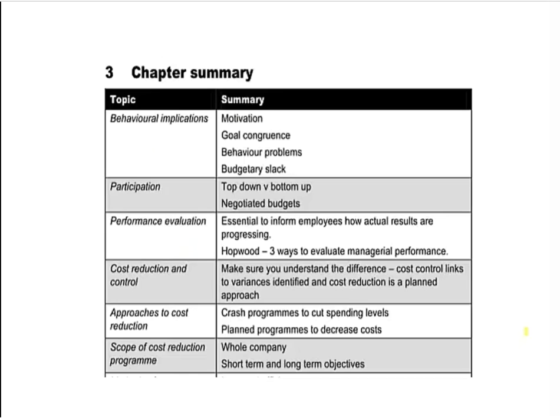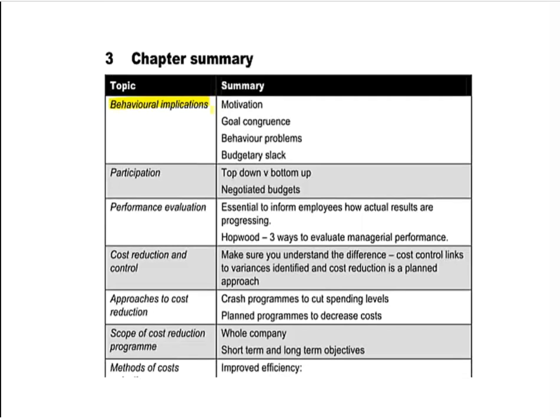In this chapter then, we've been thinking about some of the wordy aspects of implementing budgets. And we started off with behavioural aspects. So some terminology there that's very important. So motivation, getting people on board through goal congruence, so getting everyone in the organisation to work to the same goals as the company as a whole. Talked about some of the issues with behaviour that can occur, and the main one is probably budgetary slack, so this deliberate overstatement of the results.